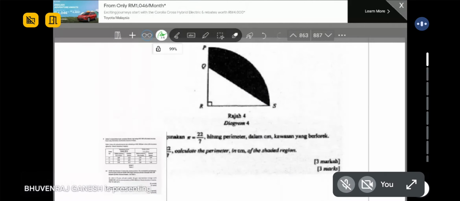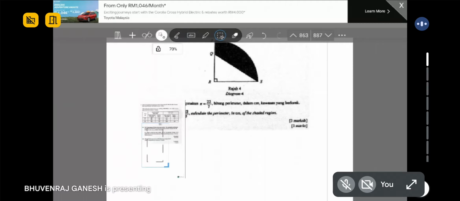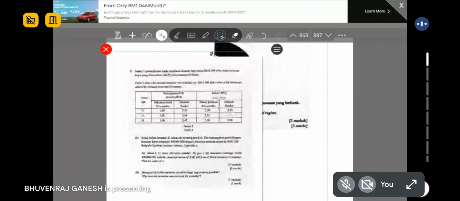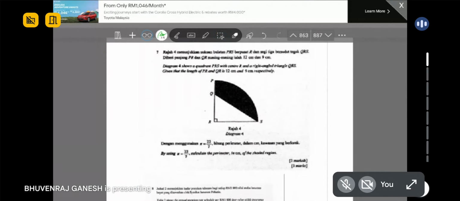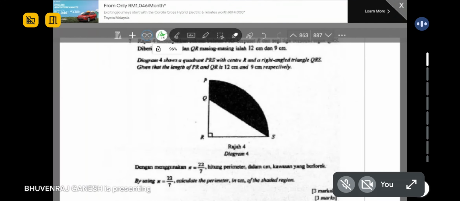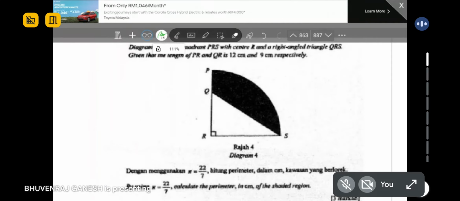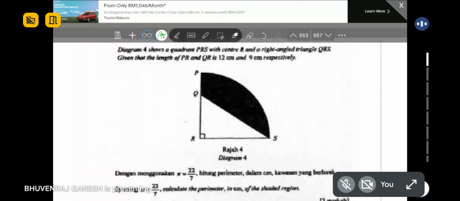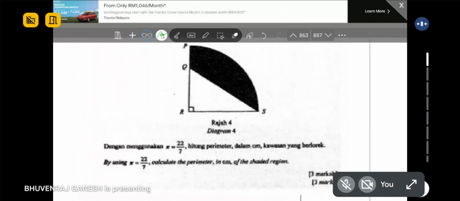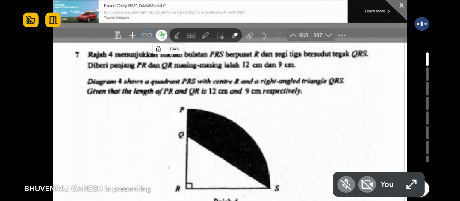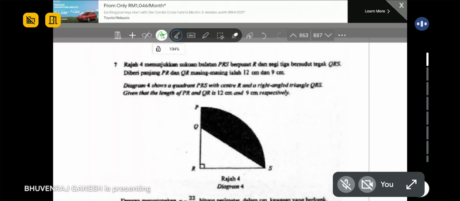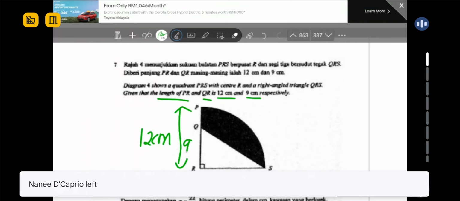Question number 7. Okay, so question 7 is on your circles, guys. Topic bulatan. Okay, this one also is lower form topic. So for this question, they ask you calculate the perimeter of shaded region. Okay, dia nak perimeter kawasan berlorek. Okay, so very simple guys. The question say PR is 12 cm. So you just label PR 12 cm, QR 9 cm. So this is 9 cm.